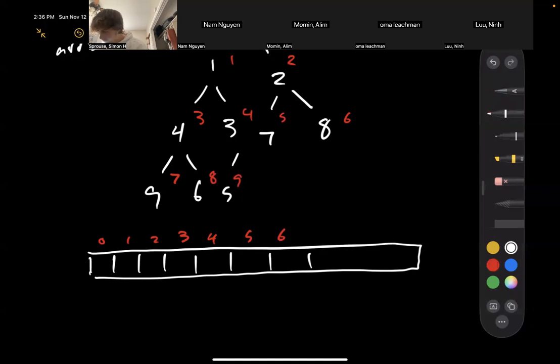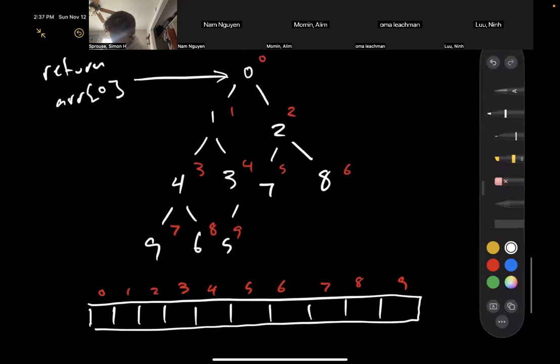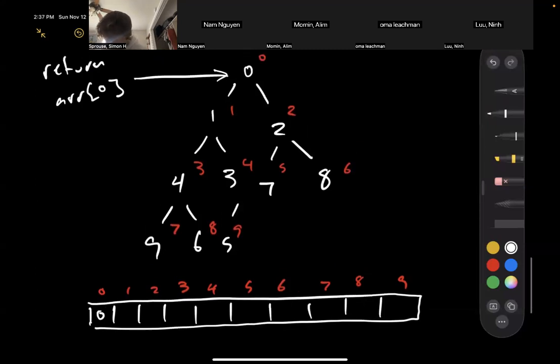So now I've got 7, 8, 9. Okay. So what we're really looking at is we've got the elements in our array. So we've got 0 at index 0, 1 at index 1, 2 at 2, 4 at index 3, 3 at 4, 7 at 5, 8 at 6, 9, 6, and 5.